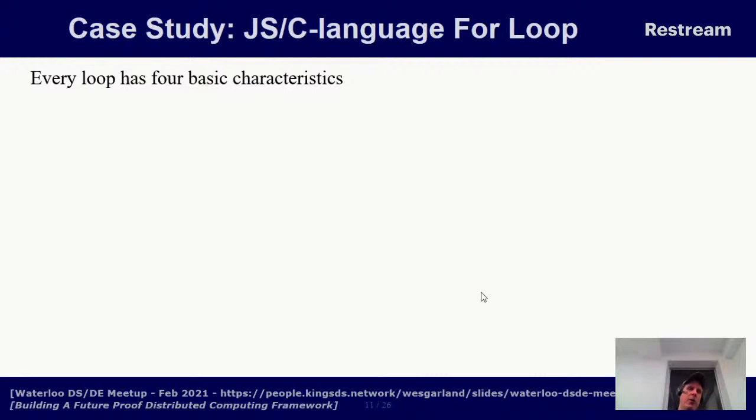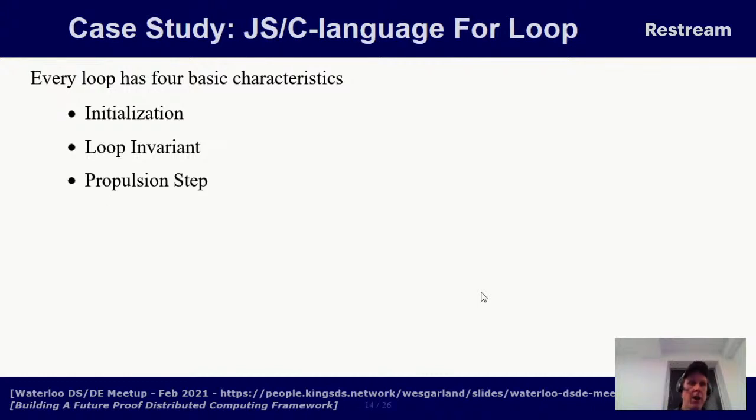very clearly. So we know that every loop has four basic characteristics: initialization, a loop invariant, which is something that is true throughout the duration of the loop, a propulsion step, which gets you from one step of the loop to the other, and the loop body code.